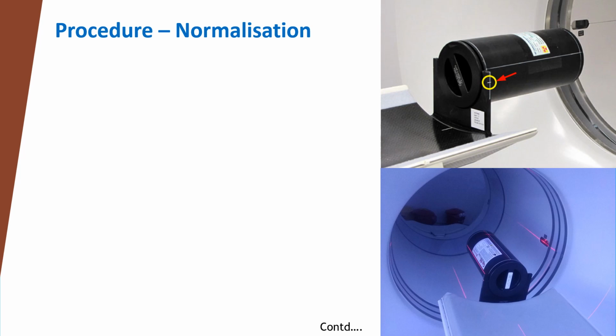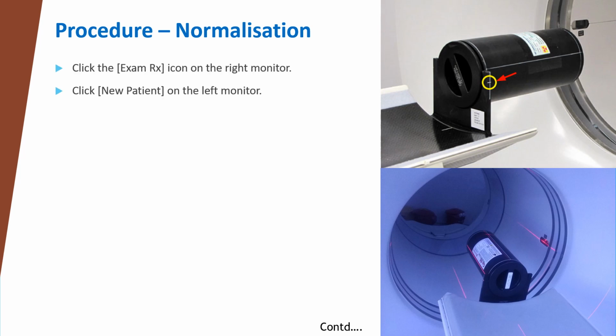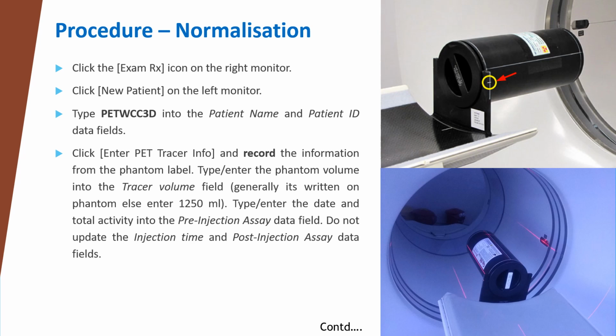Click the ExamRx icon on the right monitor. Click new patient on the left monitor. Type PET WCC 3D in capitals into the patient's name and patient ID data fields. Then click PET tracer info and record information from the phantom label, that is the phantom volume. Generally the phantom volume is written on the phantom, but when it is not written, you can enter 1250 ml. Enter the date and total activity which is mentioned on the phantom, and do not update the injection time and post injection data fields. Click accept and close the tracer panel.